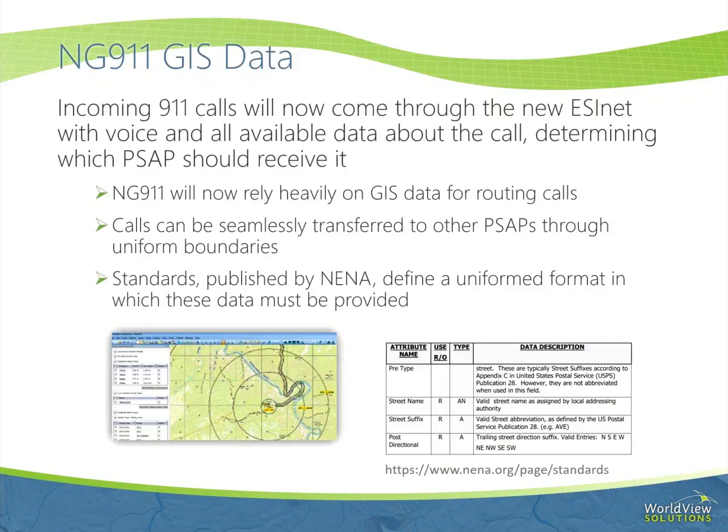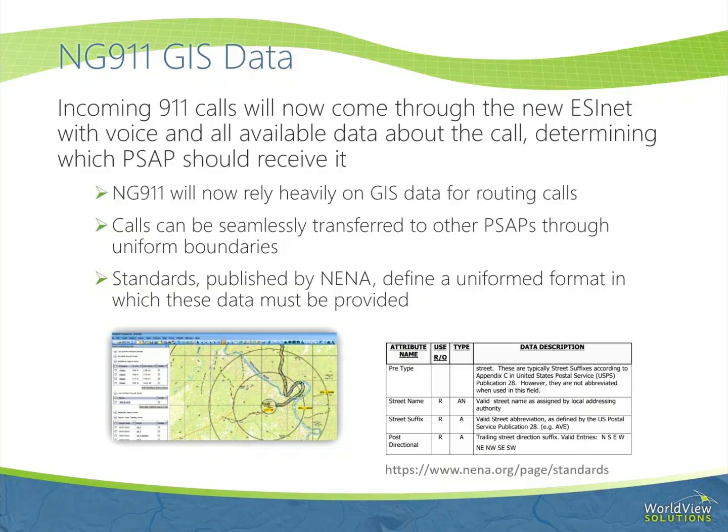Incoming 911 calls through NG911 are now going to come through ESInet. So if you hear ESInet, that's the Emergency Service IP Network. So that's that new IP protocol. So the ESInet will allow for voice like it comes over today, but then also all of that other available data. And that'll determine which PSAP will receive the call.